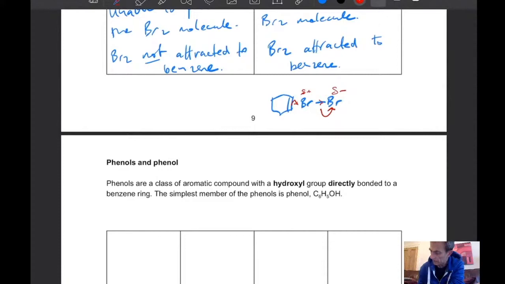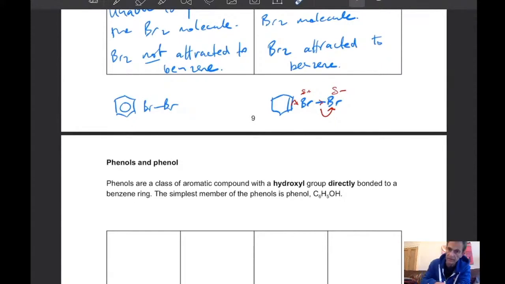Bromine and benzene, they would just sit there quite happily and nothing happens because that pi electron density is too low to polarize this bond. Yeah, I'm sorry, I could see your question, James. 6, yeah, definitely 6 marks for something like this. It's quite a common question. They'll either do this or they'll do the phenol with benzene comparison.